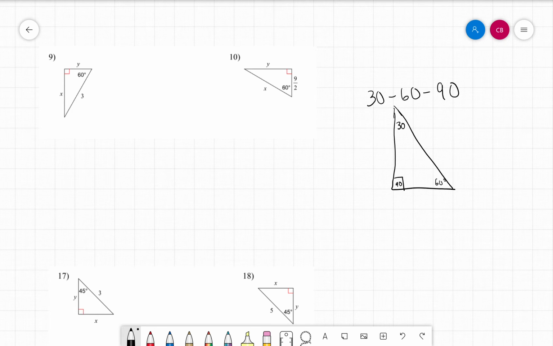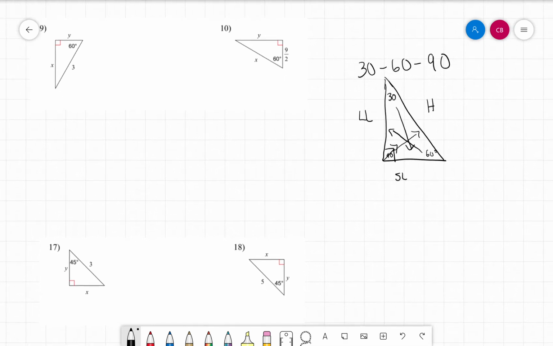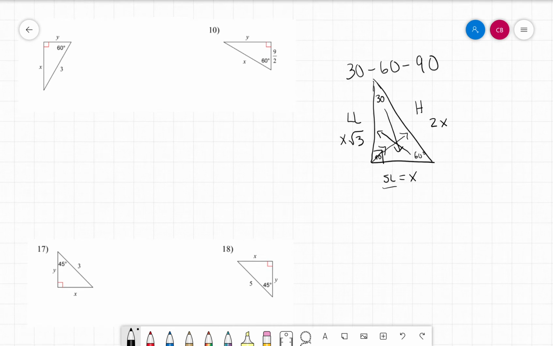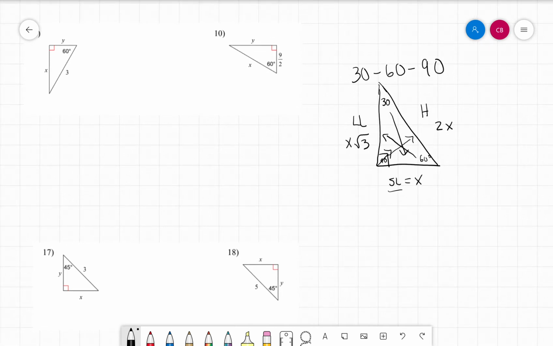Okay. Now, with that being said, the short leg is always across from the 30. The long leg is always across from the 60, and the hypotenuse is always across from the right angle, like we said earlier. Now, how this works: if the short leg is equal to x, then the long leg is equal to x times the square root of 3, and the hypotenuse is 2 times x. There is a proof for that, but I'm not going to show it. It's not really necessary for this.